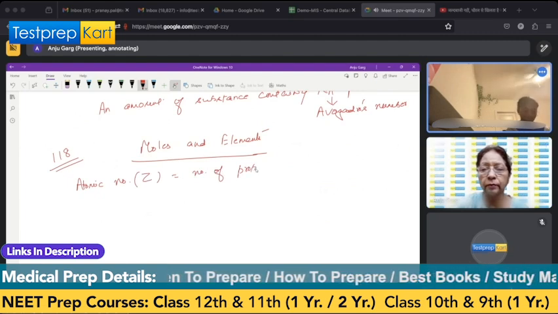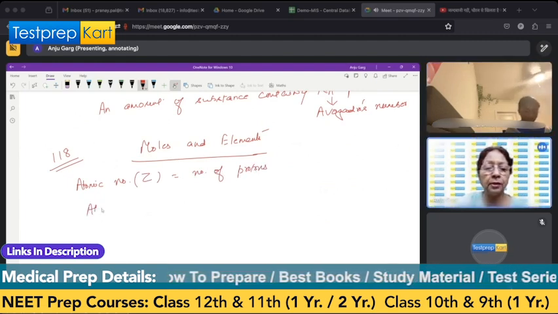If you take atomic mass, the symbol is A.